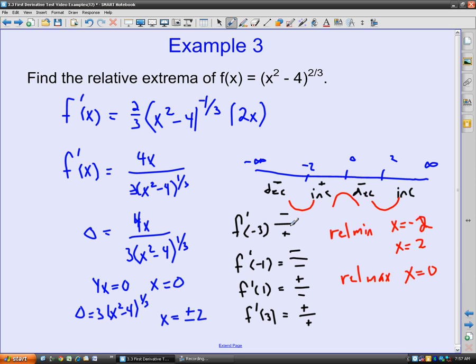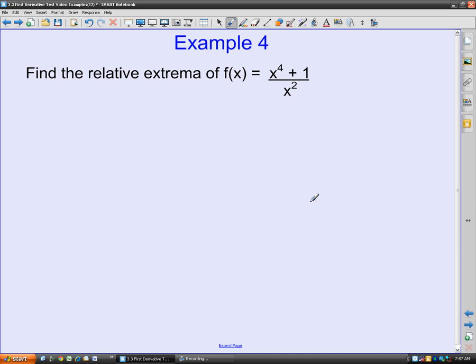So then in the next example, same thing, we're finding the relative extrema, and again I would graph this function so you can see what it looks like, because there are some things in here that are different than what you've seen before. First thing I'm going to do is simplify this function, and since I'm going to divide both of these guys by x squared, I really get x squared plus x to the negative 2. It's just going to make my derivative a little bit easier.